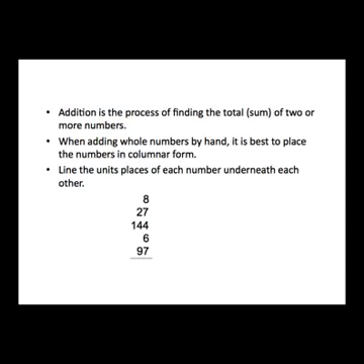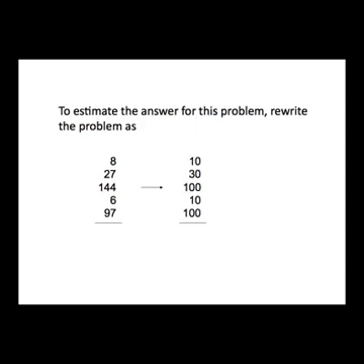Addition is a process of finding the total, or the sum, of two or more numbers. When adding whole numbers by hand, put them in a column. Line the units place of each number underneath each other, and then add for a total. In this case, the total is going to be 282.